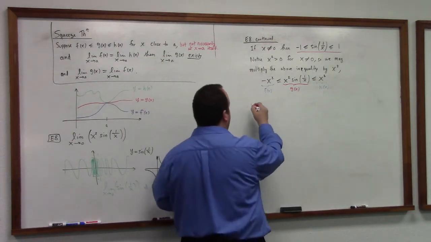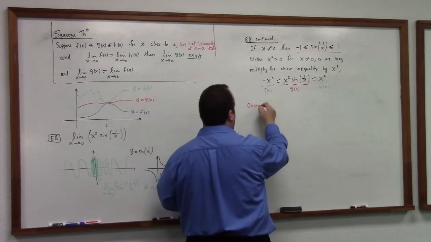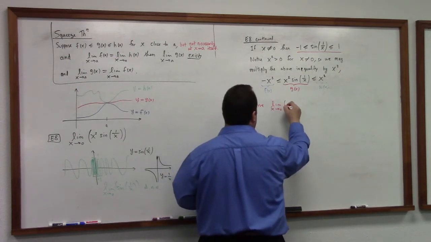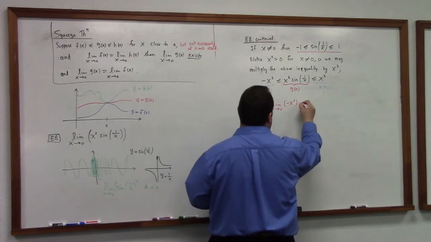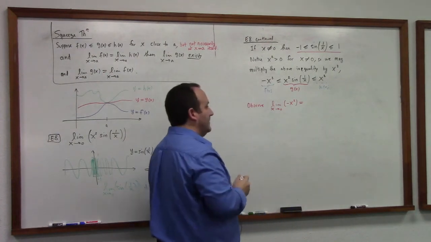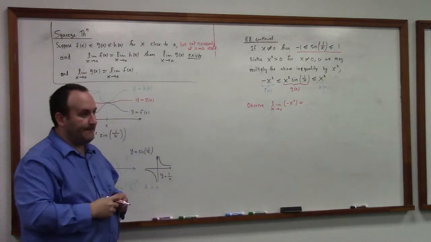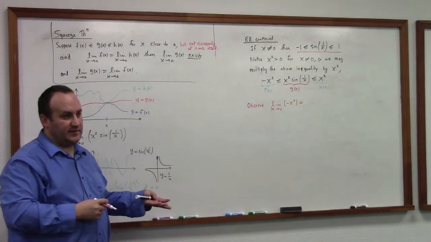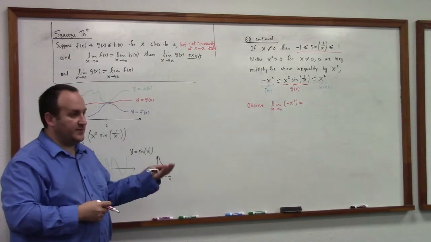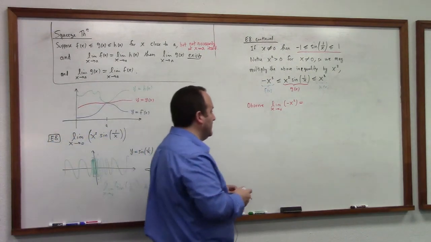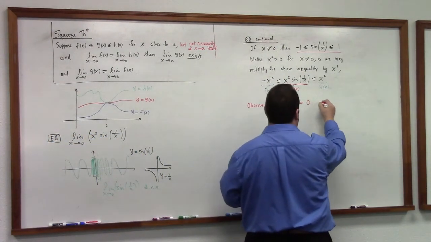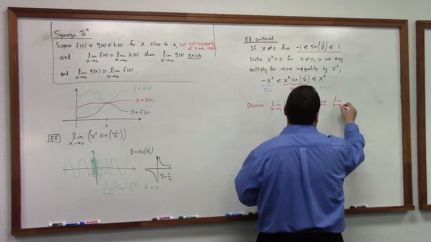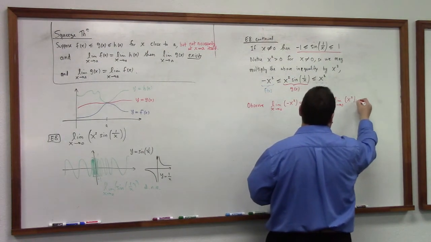So observe, the limit as x goes to 0 of minus x squared equals what? It's a polynomial. We can plug the point in. 0 squared is still 0. So this is 0. And the limit as x goes to 0 of x squared is also equal to 0.